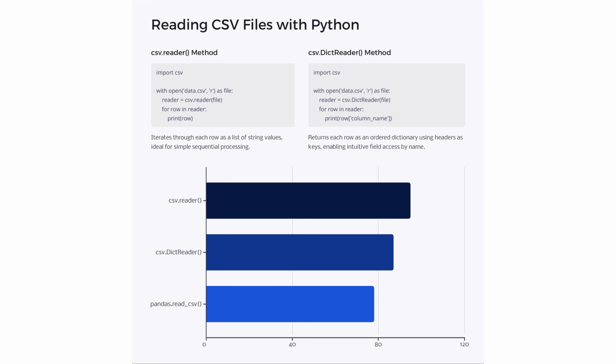To read CSV files in Python, use the csv module. The csv.reader method processes each row as a list of strings, perfect for sequential tasks. Alternatively, csv.DictReader returns rows as dictionaries, allowing access by column names. Both methods are efficient for handling CSV data, with DictReader offering more intuitive field access.